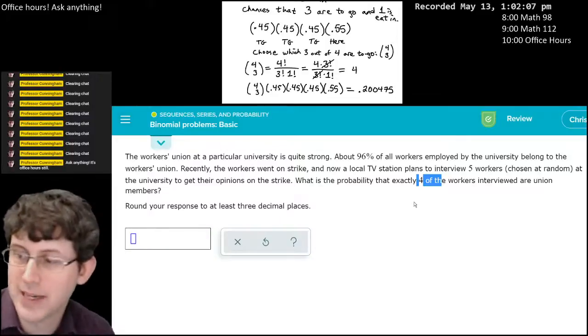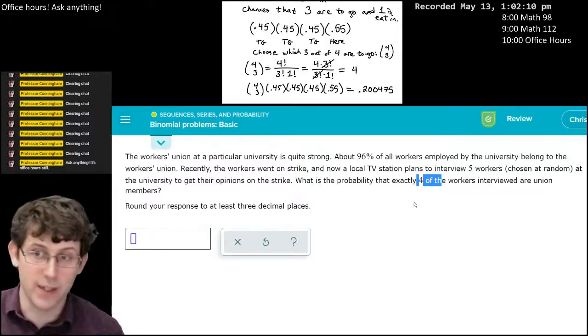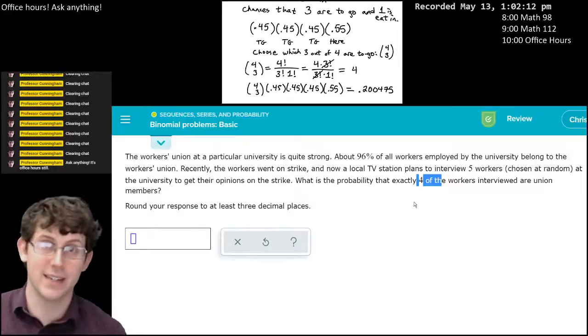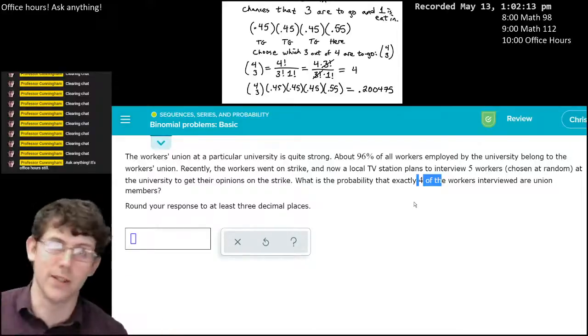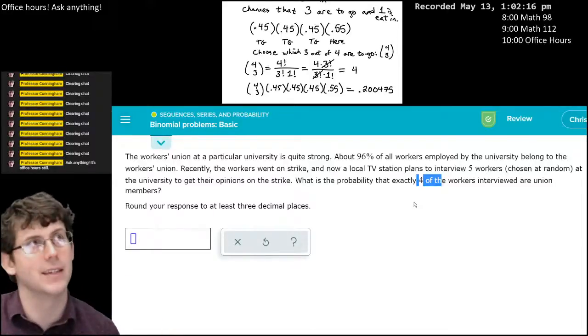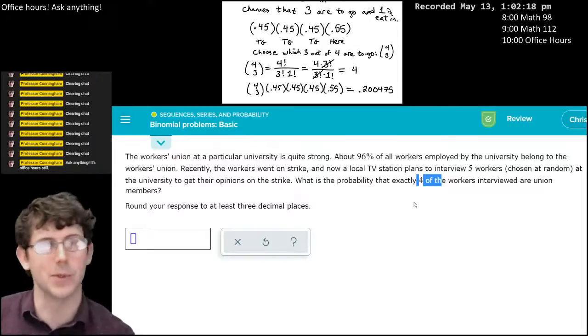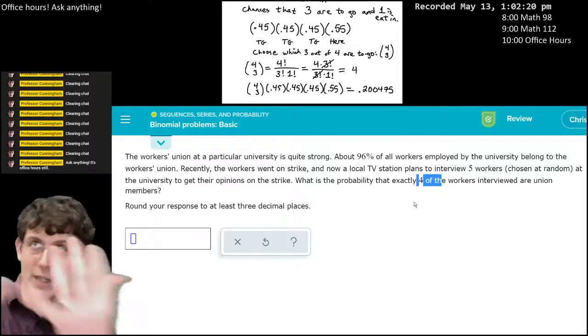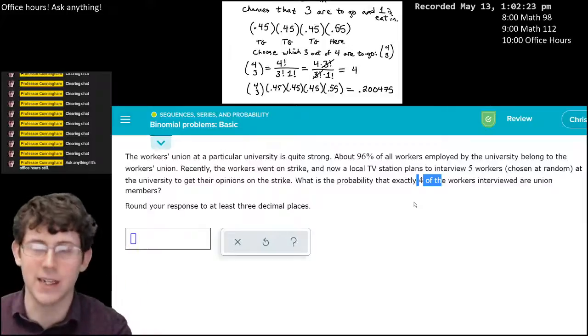So the binomial coefficient, 5 choose 4 here, represents the number of different ways there are to order, like put those things in order. Actually, not really how to put them in order. It's how to choose which of the 4 are the ones that are in the union.